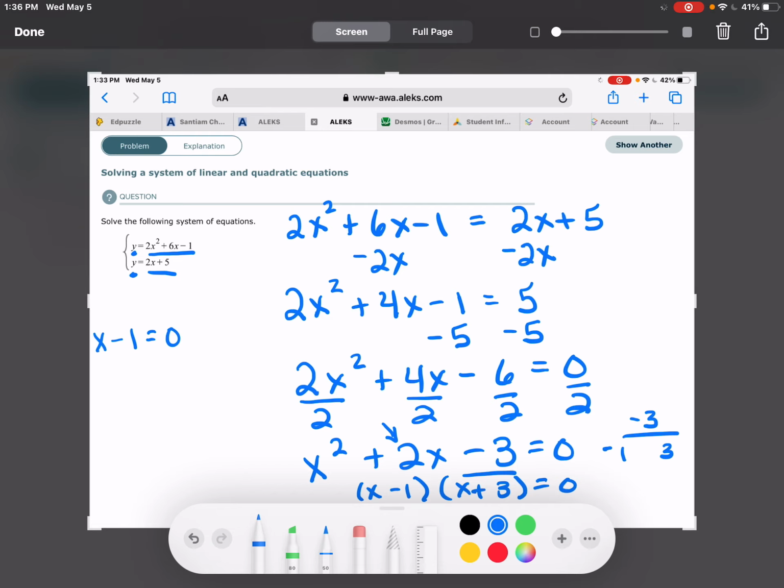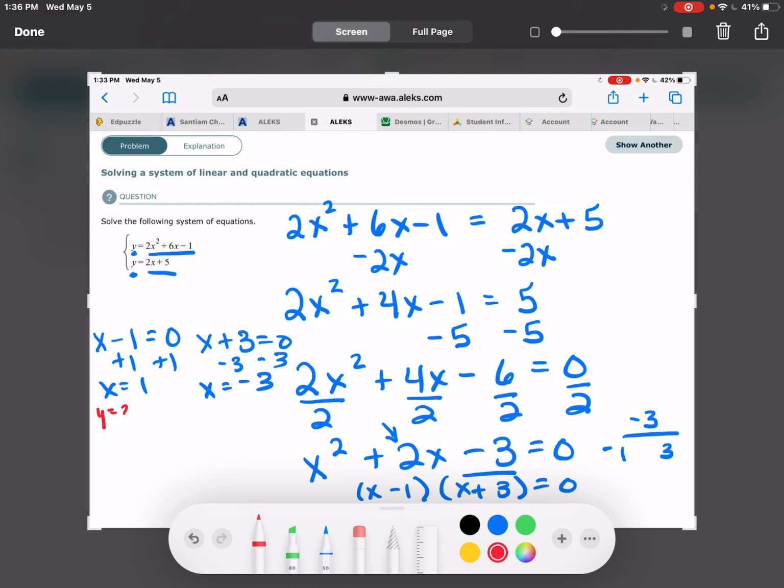I can solve x minus 1 equals 0 and x plus 3 equals 0. x equals 1. x equals negative 3. So I have two values for x. I'm going to need to plug in each of those values of x to get values of y that go with them. So let's say I put that in here.